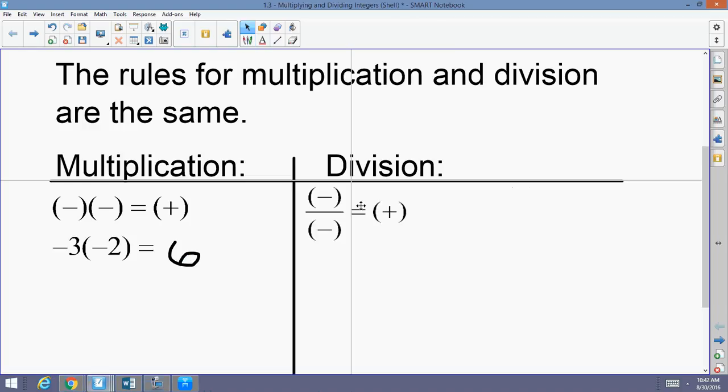For division, it's the same thing, gentlemen. A negative divided by a negative is a positive. So negative 10 divided by negative 2 would be positive 5.